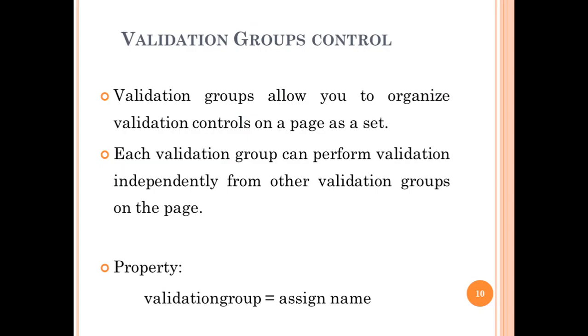The next one is validation groups, which allows you to organize the validation controls. When you use a validation group, it performs the group of validation controls independently from other groups. So for that, here you have to specify the important property, validation group.